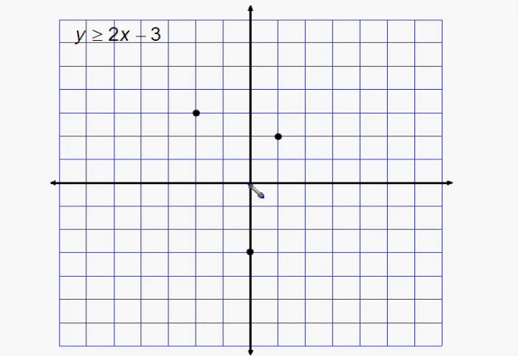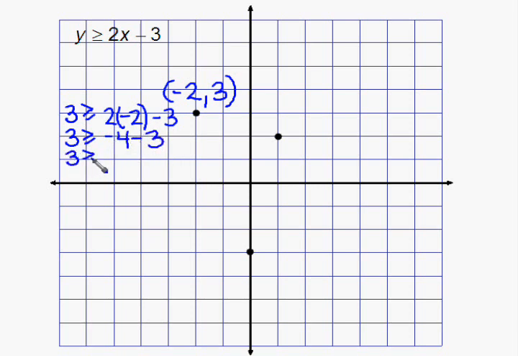For example, if we look at the ordered pair -2, 3, and substitute x with -2 and y with 3, our inequality would read 3 is greater than or equal to 2 times -2 minus 3. In other words, 3 is greater than or equal to -4 minus 3. 3 is greater than or equal to -7. Because 3 is greater than -7, this point satisfies the inequality, so it would be considered a solution.